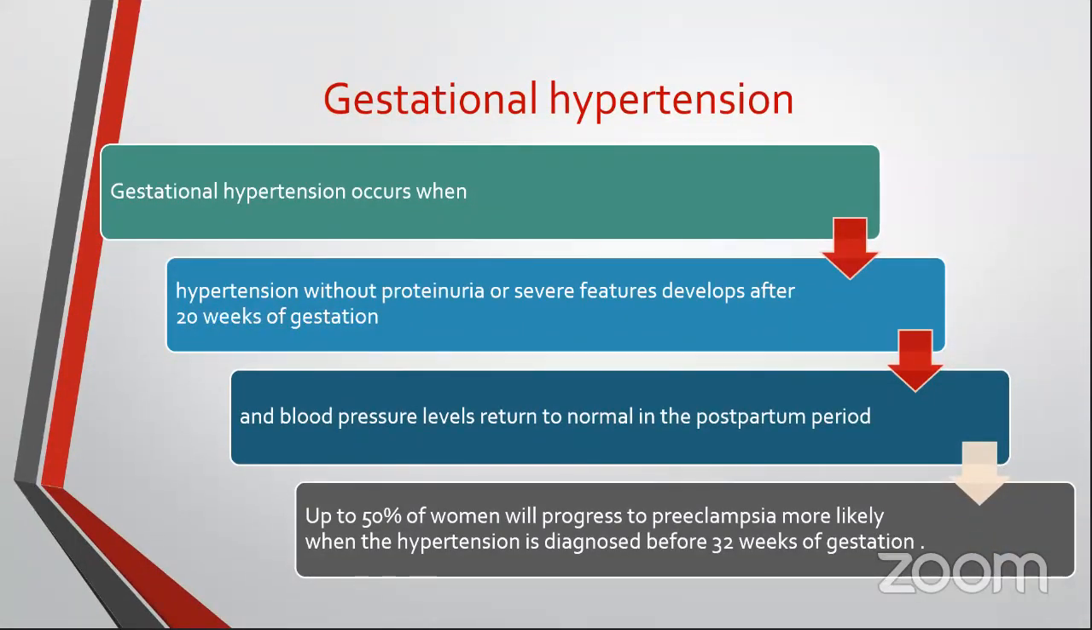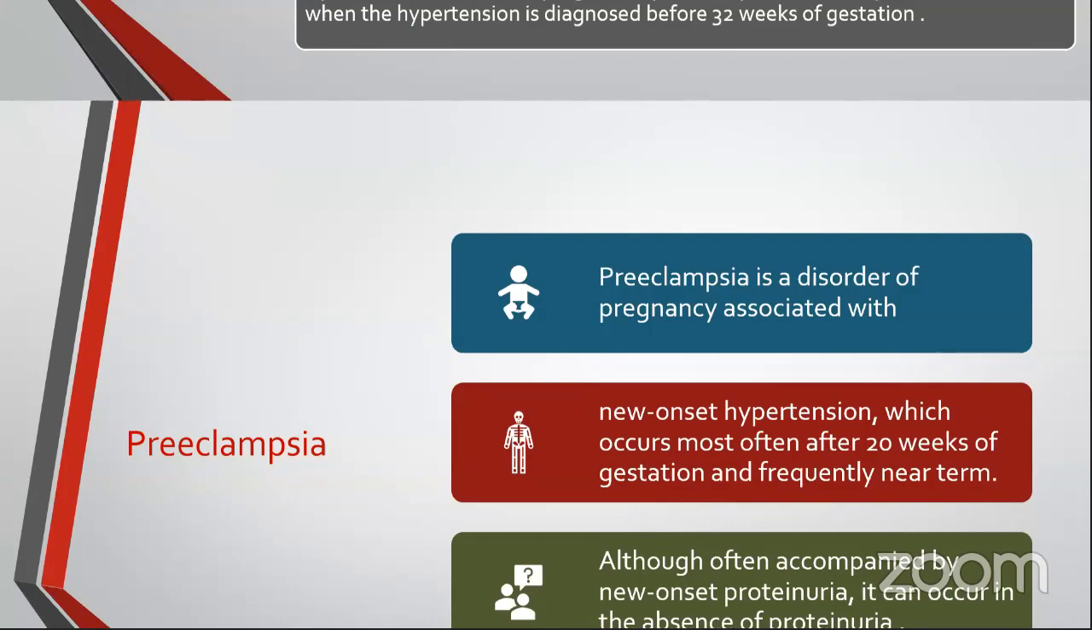Now we'll go to define and classify the hypertensive spectrum. First of all, what is gestational hypertension? Gestational hypertension is hypertension without proteinuria or without severe features developing after 20 weeks of gestation. And the blood pressure will return to normal levels in the postpartum period. Up to 50% of those women will progress to preeclampsia, most likely when the hypertension is diagnosed before 32 weeks of gestation.